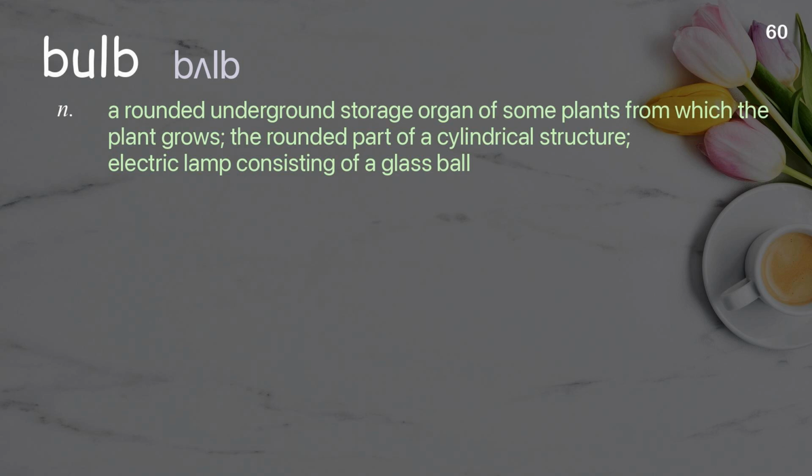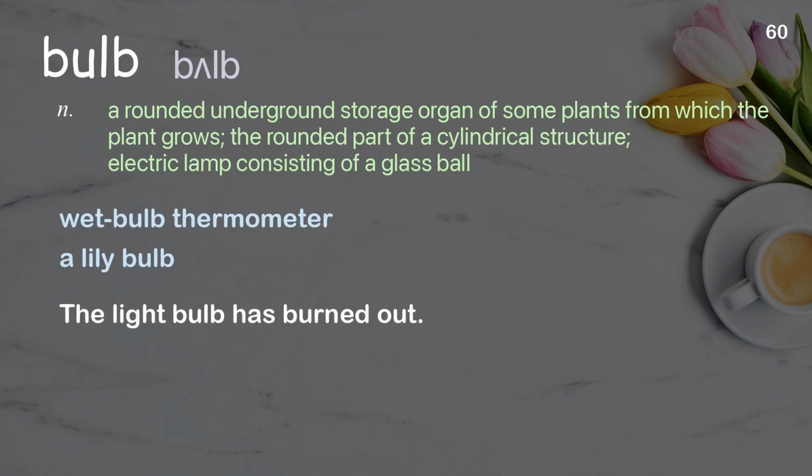Bulb: a rounded underground storage organ of some plants from which the plant grows, the rounded part of a cylindrical structure, electric lamp consisting of a glass ball. Examples: wet bulb thermometer, a lily bulb. The light bulb has burned out.